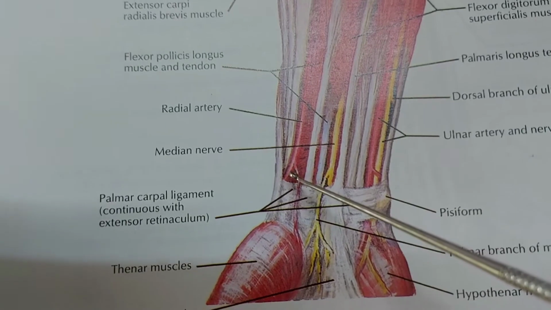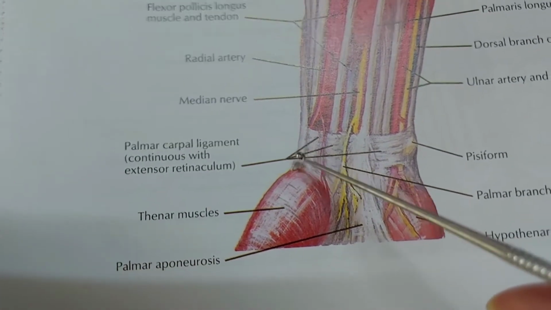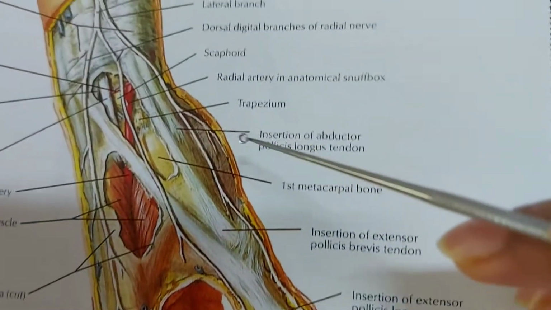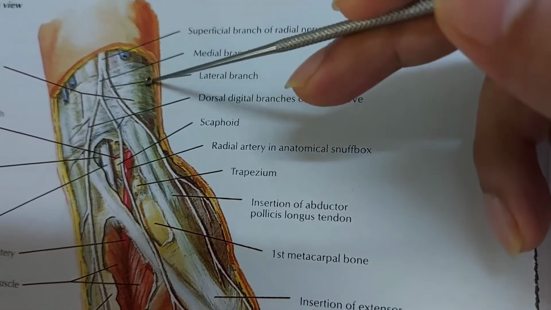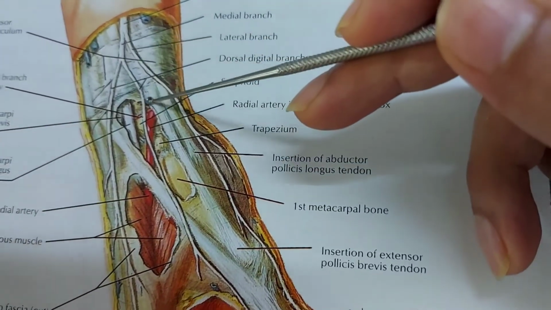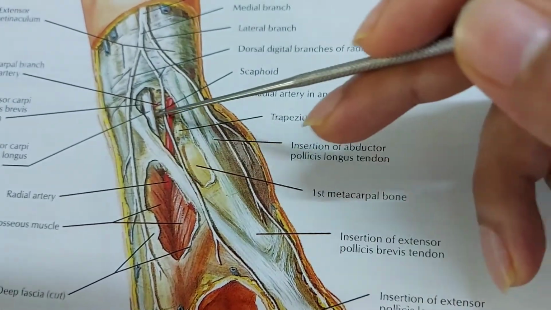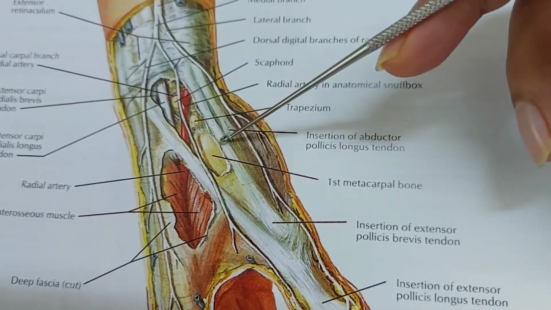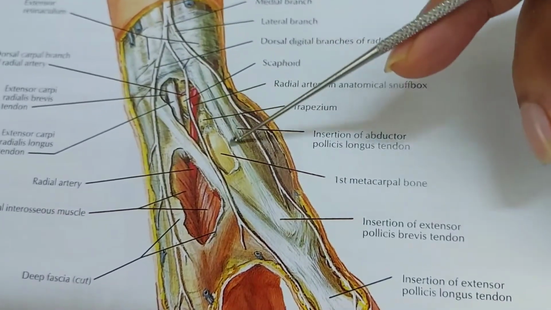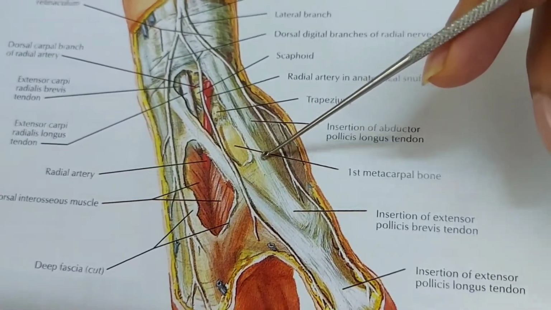Below this, the radial artery winds backward in the hand. Here we see the flexor compartment of the forearm, and here the radial artery crosses into the extensor compartment of the forearm over the wrist. Here we see the tendon of the extensor pollicis brevis.